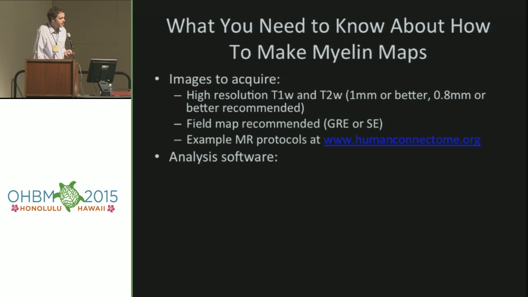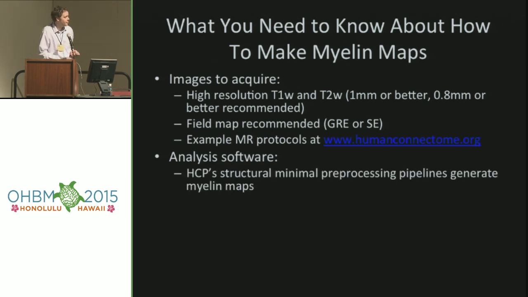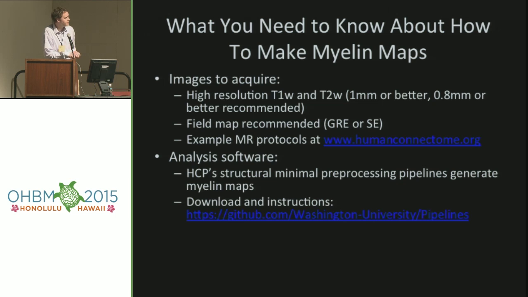To produce the maps, the analysis software, our structural minimal preprocessing pipelines, generate myelin maps using the latest code. So if you just run those, you get a lot of additional things, but the myelin maps will just come out of them. And you can download those. This website is also linked to from the Human Connectome Project. But the download and the instructions for these pipelines are here.